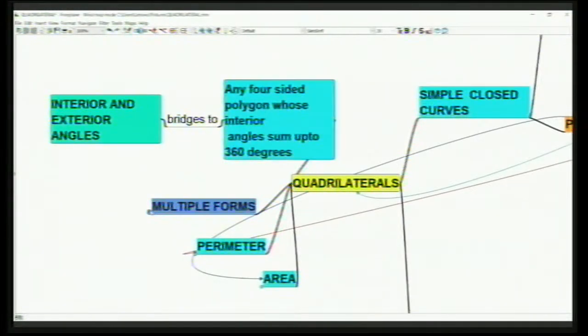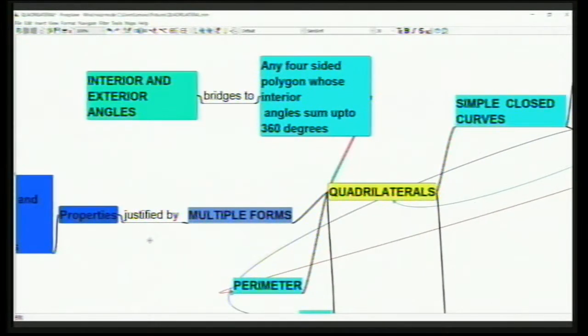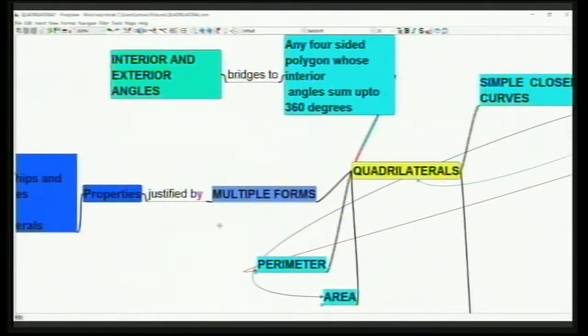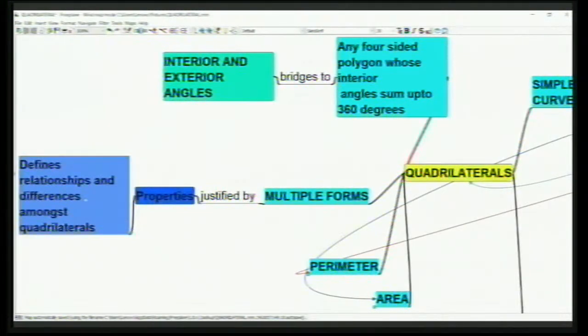Then from the quadrilaterals, we will be talking about the multiple forms of quadrilaterals, which we have already tried to see in the family tree. But now with respect to their properties, we will try to establish relationships and differences amongst the quadrilaterals. So extensively, we will be talking about their properties.